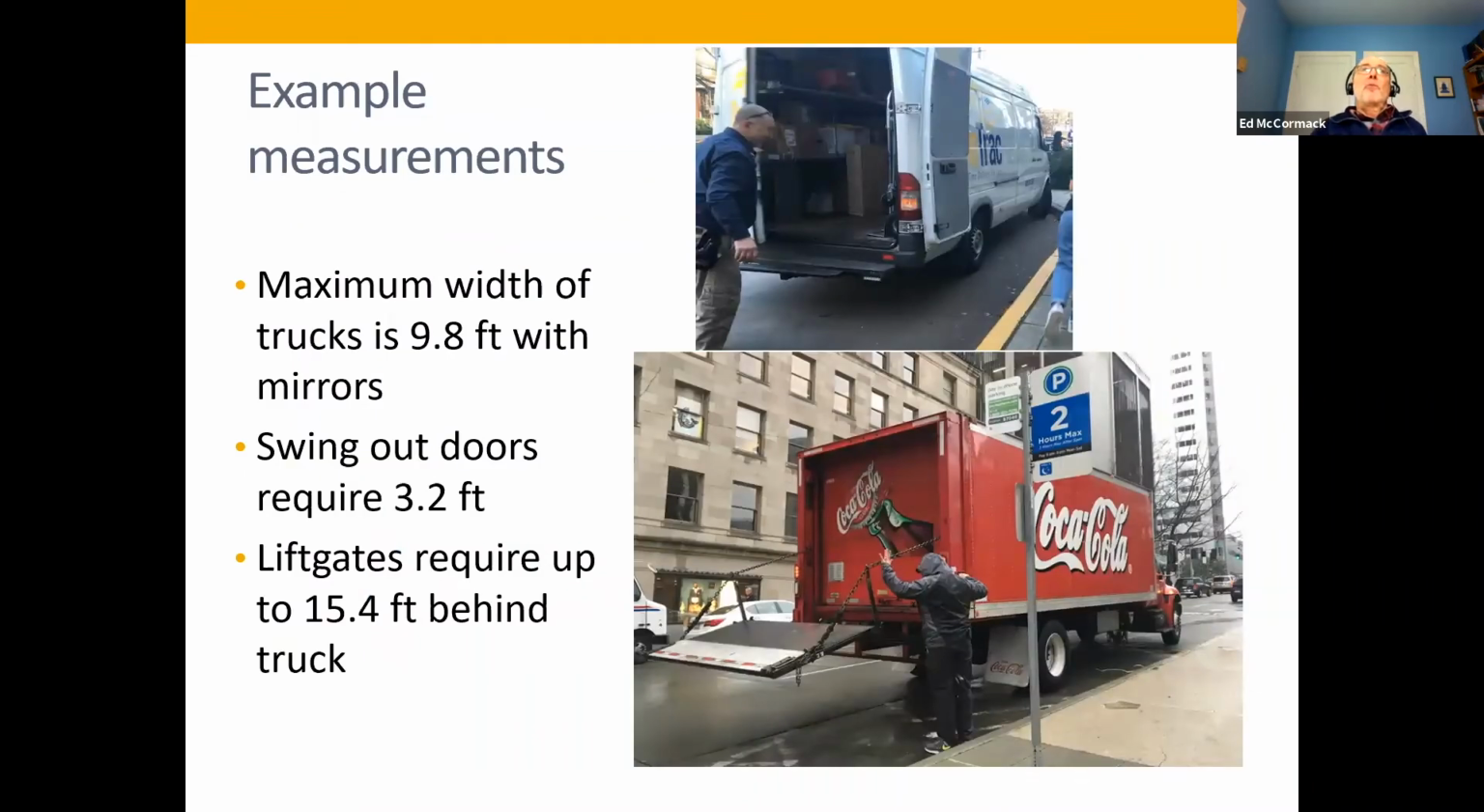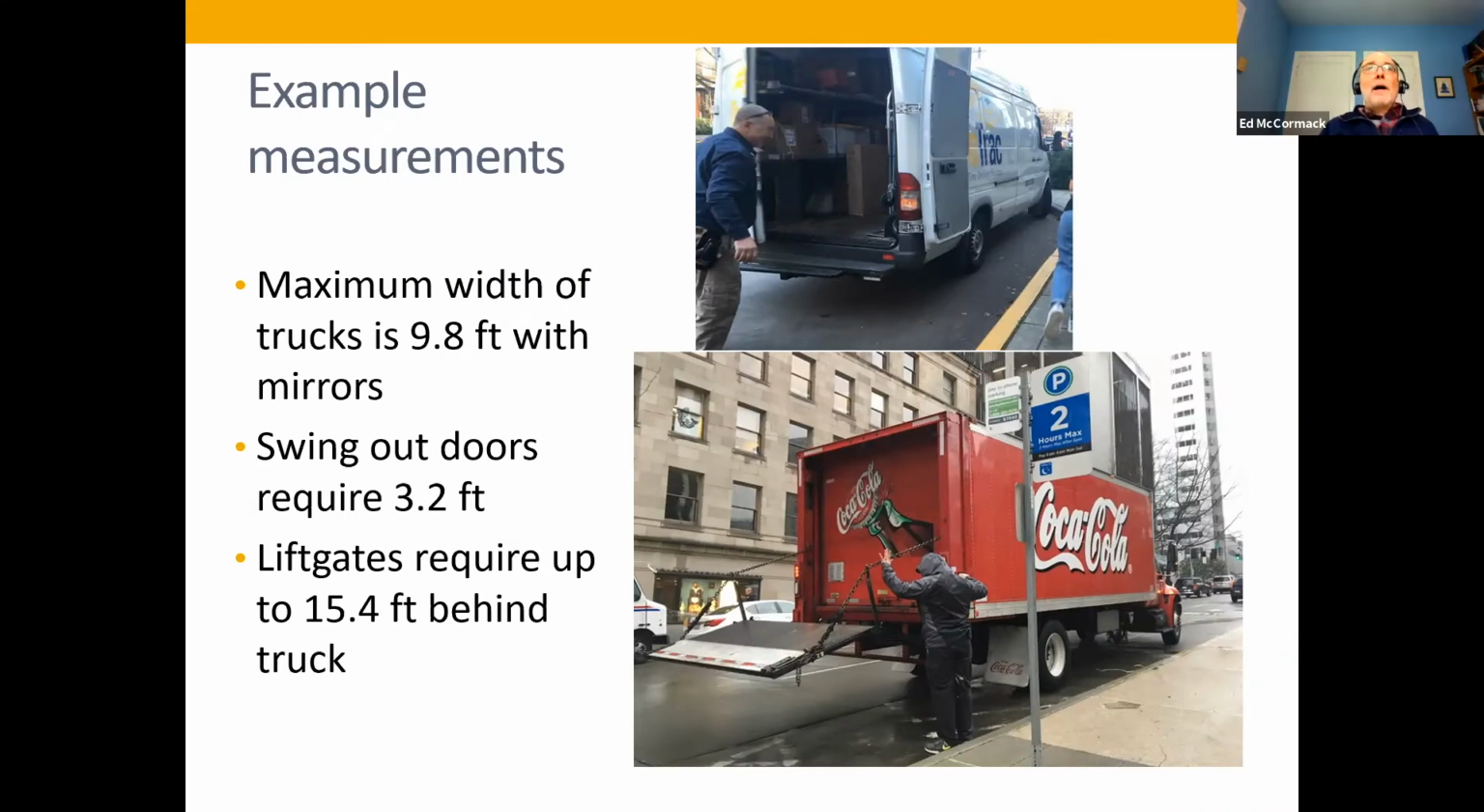The maximum width of the trucks we found was just a little under 10 feet with mirrors. It turns out mirrors stick out beyond the truck and they take additional space. A typical swing out door requires a little more than 3 feet. And those lift gates, like you see in the Coca-Cola truck down here, actually take a lot of space behind a truck. They need a little more than 15 feet behind the truck. So the driver needs that much space beyond the back of his truck in order to do his load unload activities.